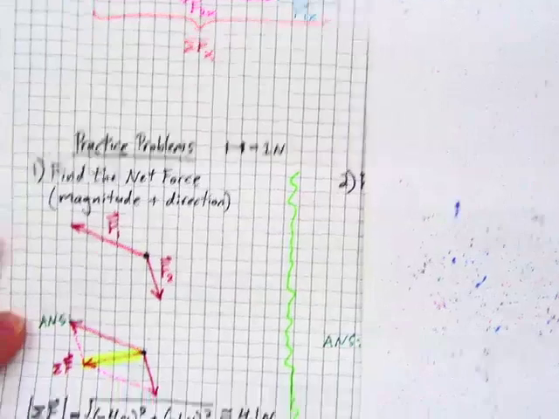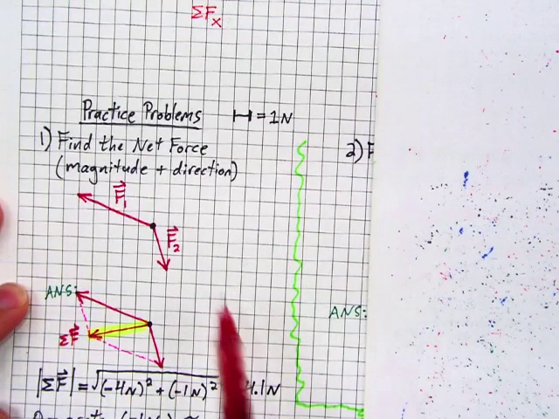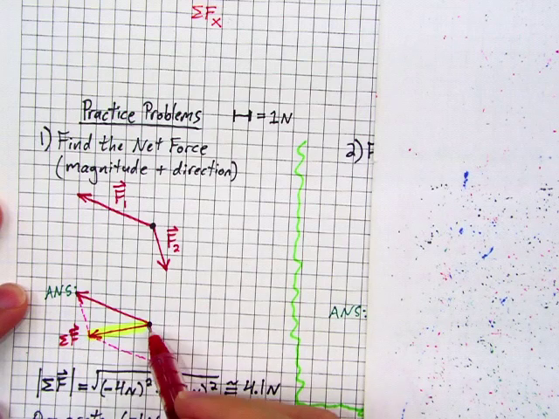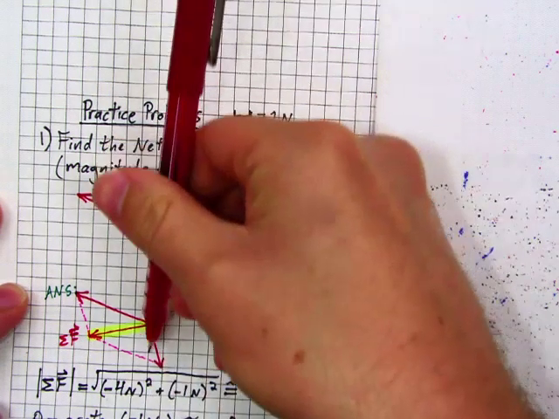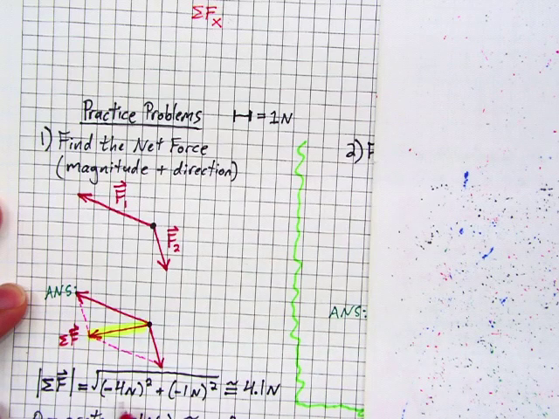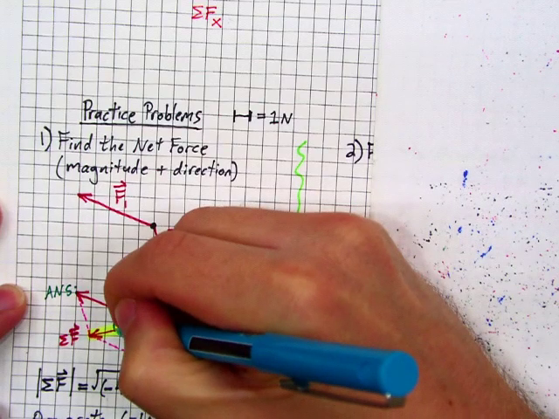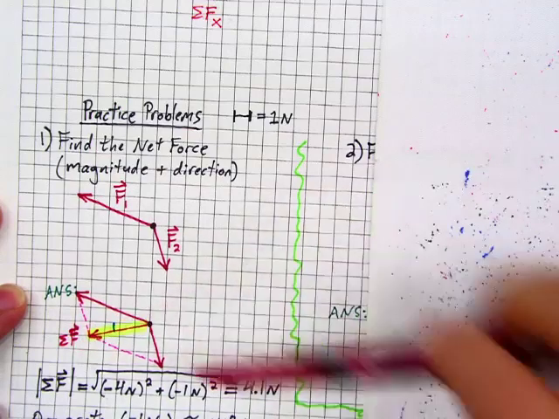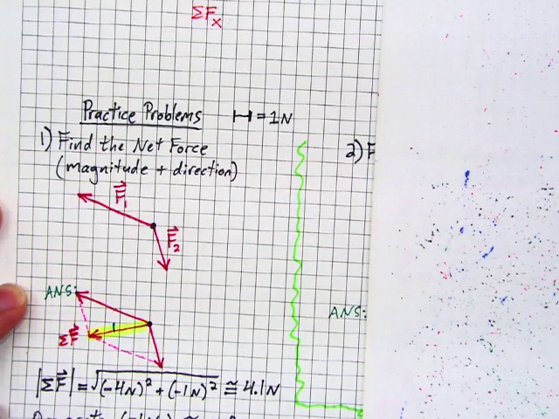I've done the parallelogram method here to draw in the net force and use the grid to count up that its components are minus 1 Newton in the y direction and minus 4 newtons in the x direction. So with Pythagorean theorem, add those two components and find that the magnitude of our net force here is 4.1 newtons. Then do some trig to find this little angle right there and report that this net force is pointing at about 14 degrees below the negative x-axis.